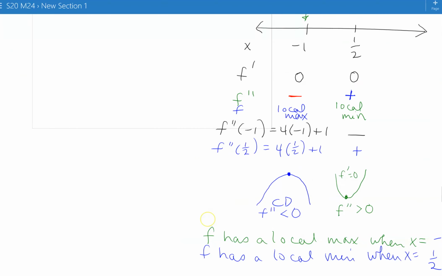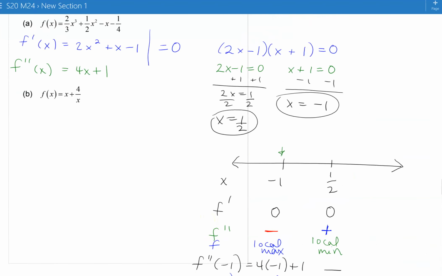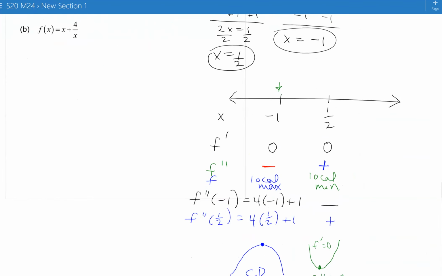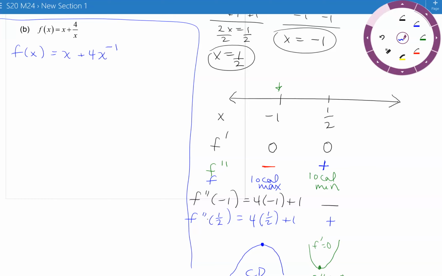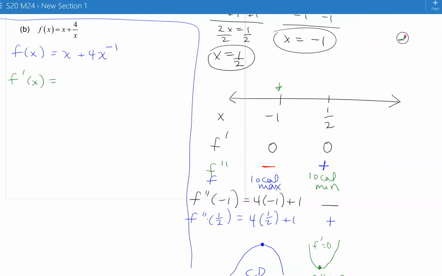Okay, so let's do one more example. Here's my function. And I'm going to rewrite my function as x plus 4x to the -1. Okay, so my first derivative is going to be 1 minus 4x to the -2. And I need to find critical values, so I'm going to set this equal to 0.